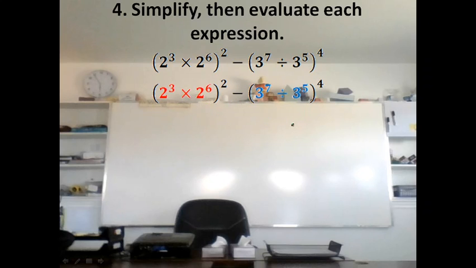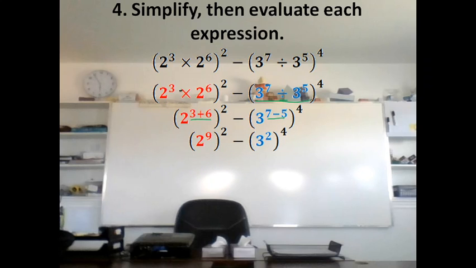First, we need to use the exponent law for a product of powers and the exponent law for a quotient of powers on the two powers inside the brackets. Remember, whether this is a division symbol or this is in fraction form, we follow the same procedure, just like we saw earlier in the video. So 2 to the power of 3 times 2 to the power of 6 becomes 2 to the power of 3 plus 6. And 3 to the power of 7 divided by 3 to the power of 5 becomes 3 to the power of 7 take away 5.